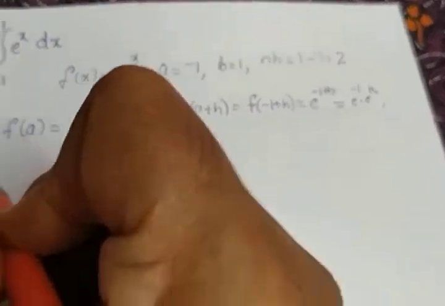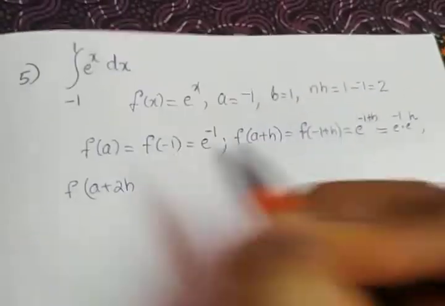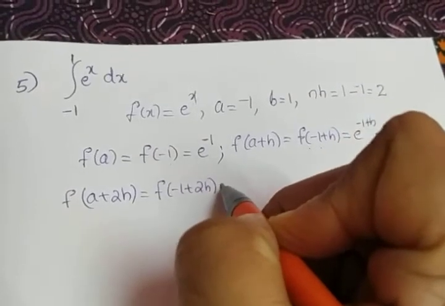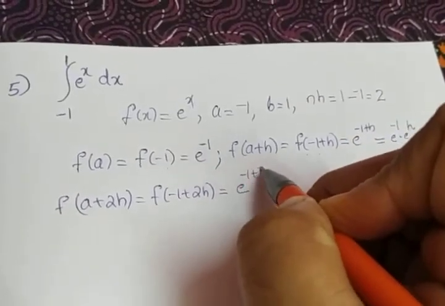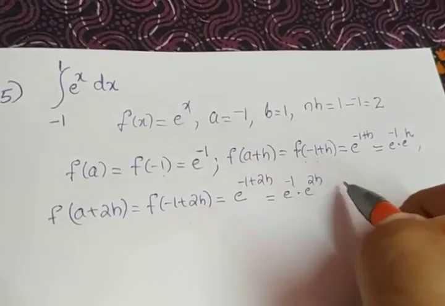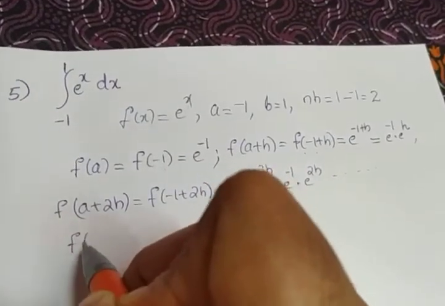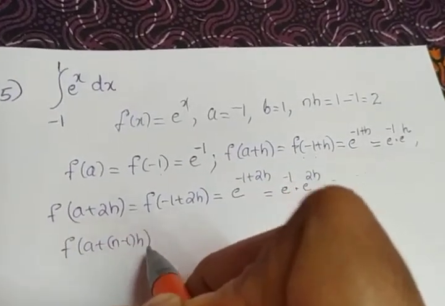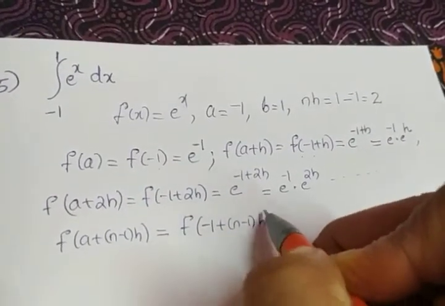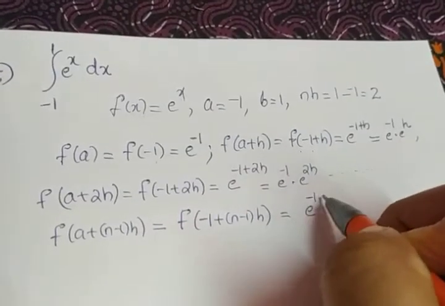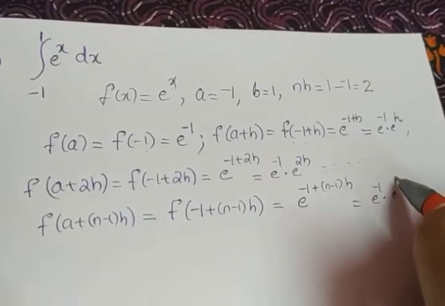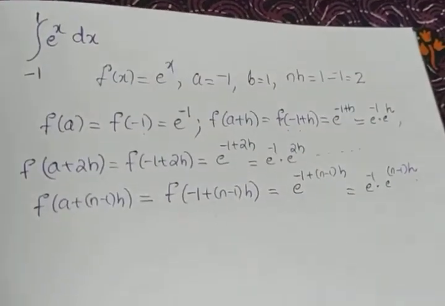Okay. Again, we will be calculating f of a plus 2h. f of a plus 2h is equal to f of minus 1 plus 2h. By applying the function value, we are getting e raised to minus 1 plus 2h. Again, we can split it as e raised to minus 1 into e raised to 2h, etc. The last term, f of a plus n minus 1 into h, the nth term, is equal to f of minus 1 plus n minus 1 into h, which gives you the value e raised to minus 1 plus n minus 1 into h. Here also we can split and write e raised to minus 1 into e raised to n minus 1 into h.